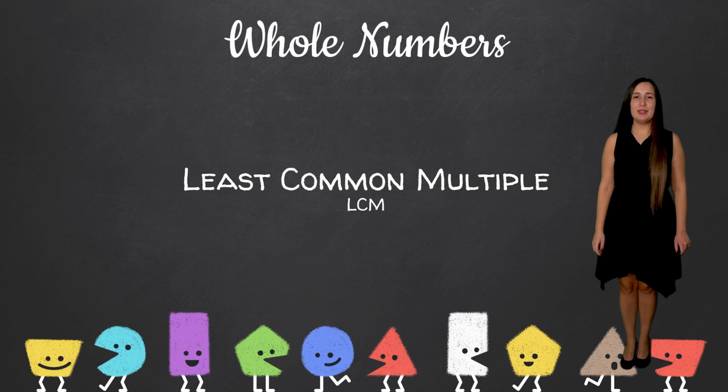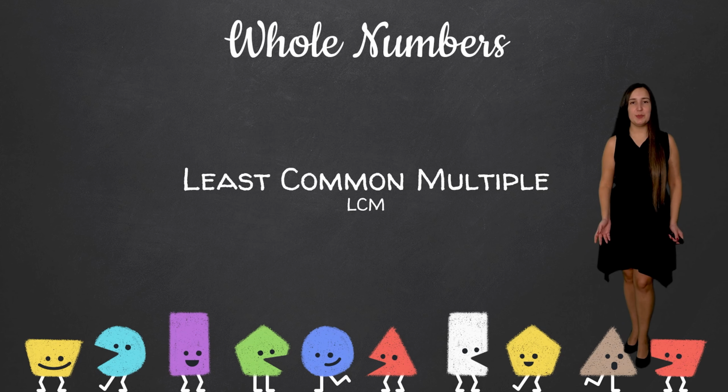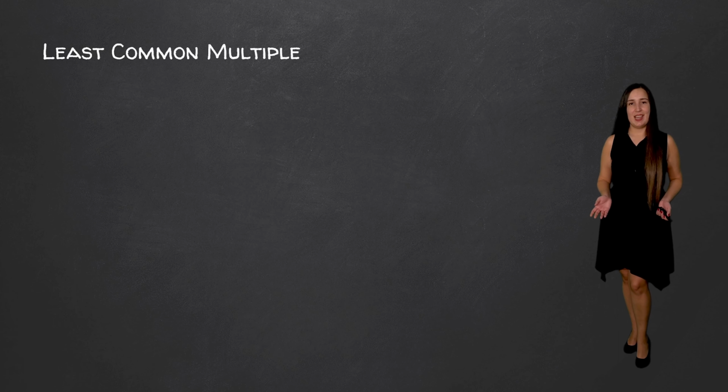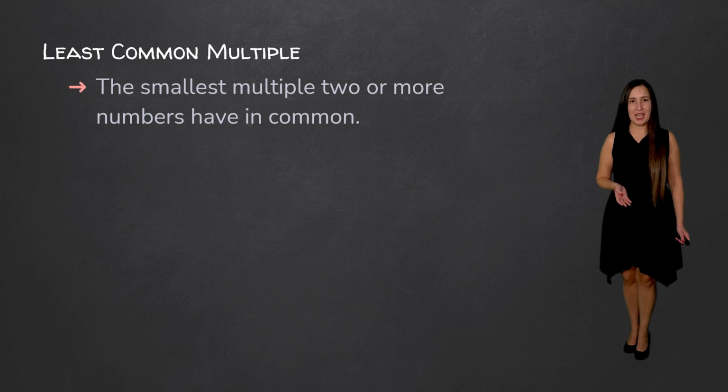Mathematicians, today we're going to be learning about whole numbers, more specifically how to find the least common multiple between two or more numbers. Before we get started, just know that we can abbreviate the least common multiple to LCM. Alright? So what is the least common multiple? It's the smallest multiple two or more numbers have in common.